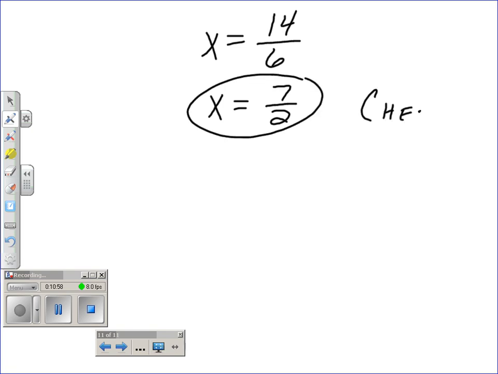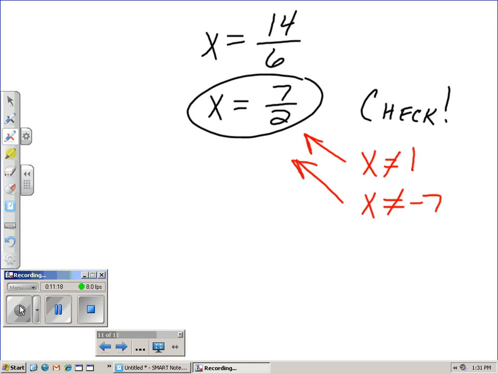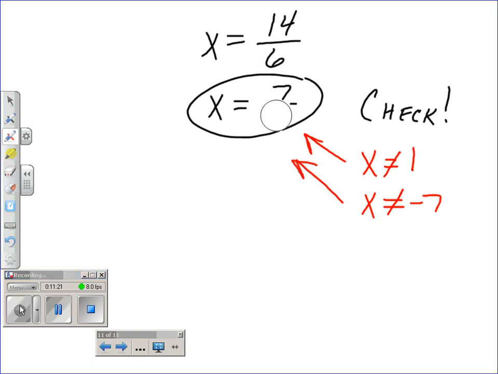Remember, check. That means not only put it back into the equation, but remember our rule. We said x cannot equal 1, and x cannot equal negative 7. Well, that's fine. We check that, and the only thing left to do is run it back through the equation and make sure it works. Oh, and one last thing. Let's reduce this correctly. Splitting those in half is 7 over 3, not 7 over 2. Oops.